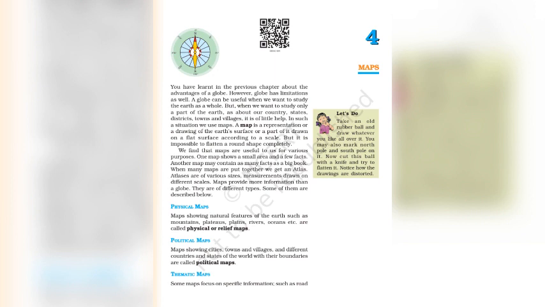Three, thematic maps. Some maps focus on specific information, such as road maps, rainfall maps, and maps showing distribution of forests, industries, etc. These are known as thematic maps. Suitable titles are given on the basis of information provided in these maps. There are three components of maps: distance, direction, and symbol.